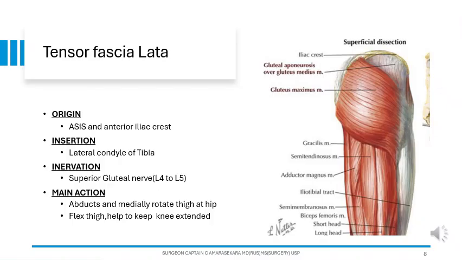Functionally, the TFL abducts and medially rotates the thigh at the hip and also contributes to hip flexion. Importantly, it helps keep the knee extended by placing tension on the iliotibial tract, especially during standing, walking, or shifting weight from one limb to the other.